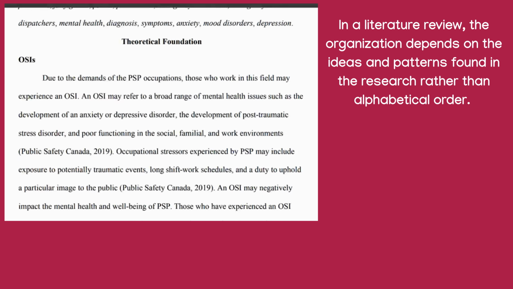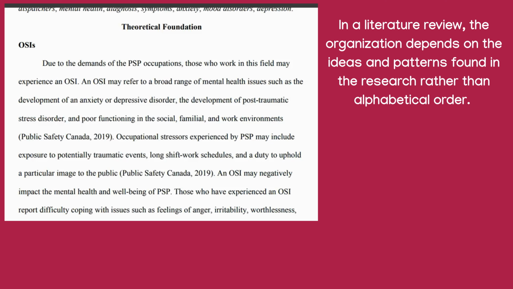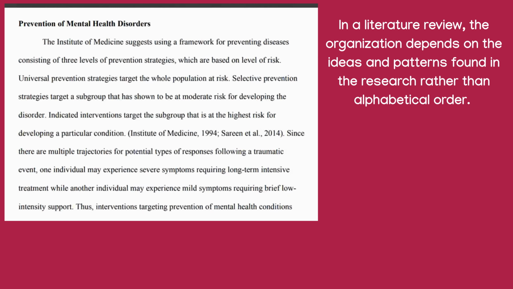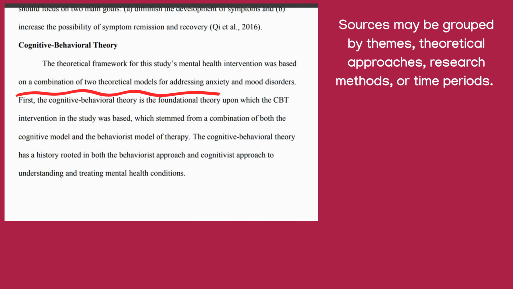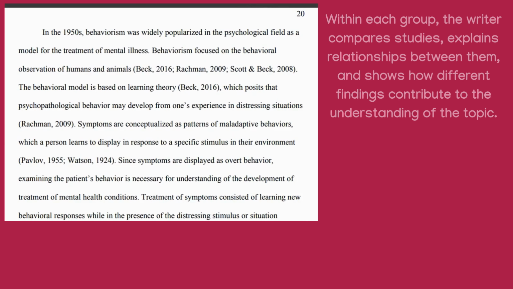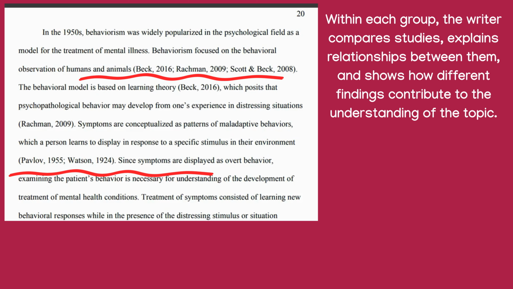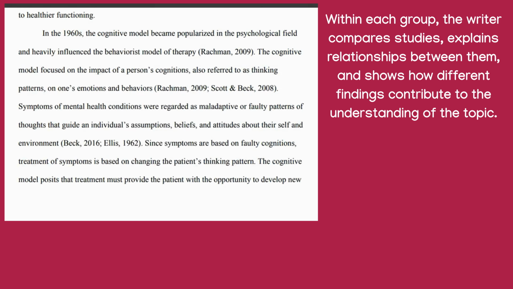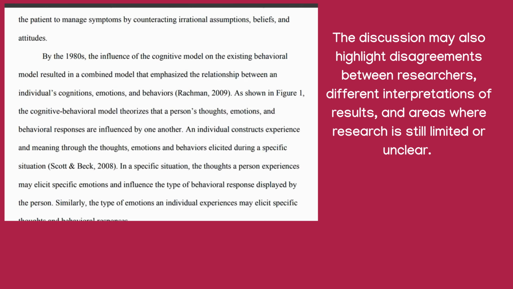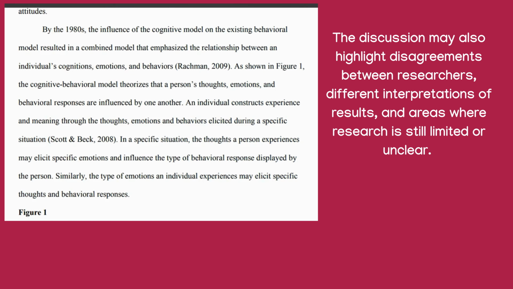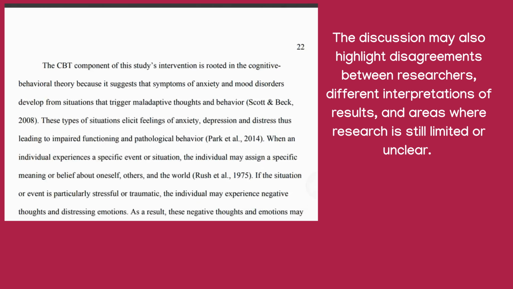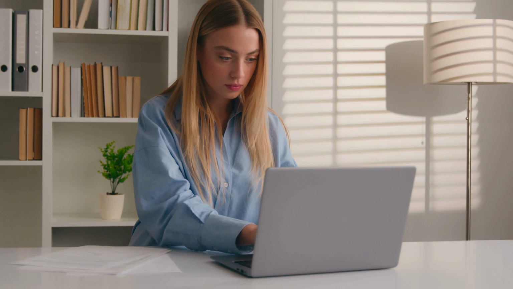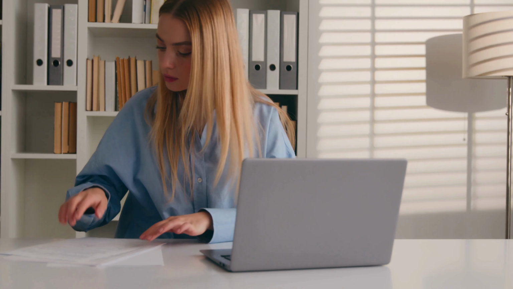In a literature review, the organization depends on the ideas and patterns found in the research rather than alphabetical order. Sources may be grouped by themes, theoretical approaches, research methods, or time periods. Within each group, the writer compares studies, explains relationships between them, and shows how different findings contribute to the understanding of the topic. The discussion may also highlight disagreements between researchers, different interpretations of results, and areas where research is still limited or unclear.